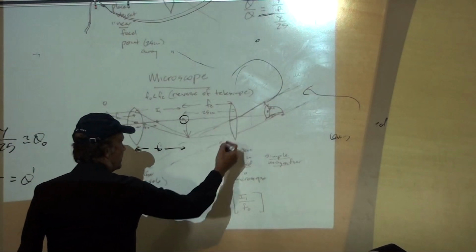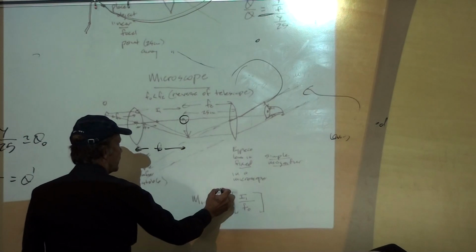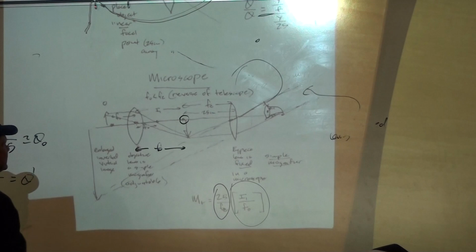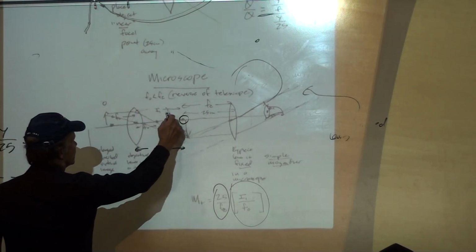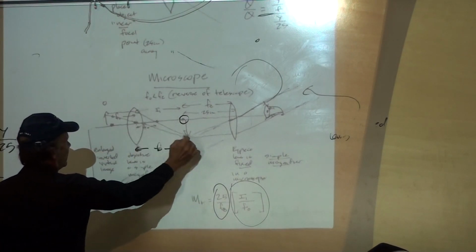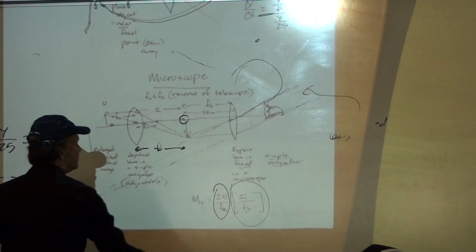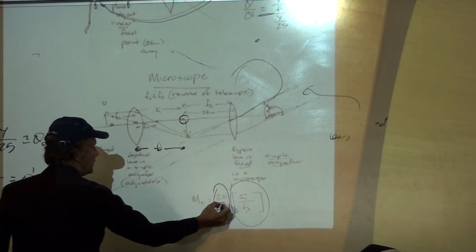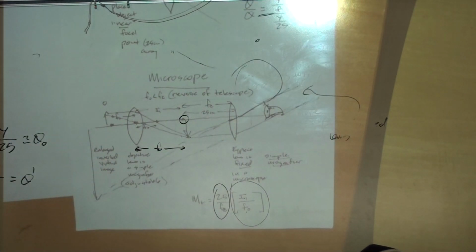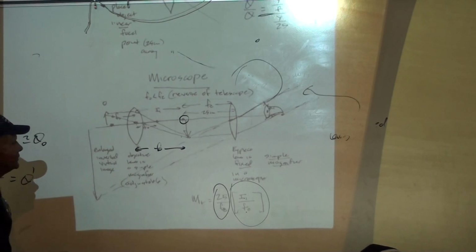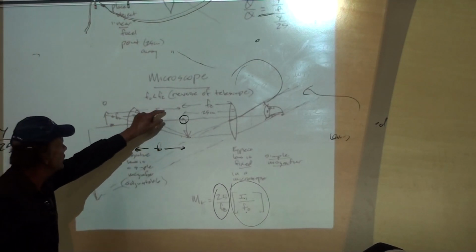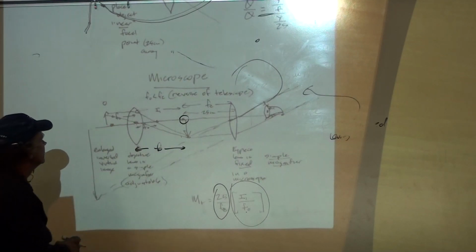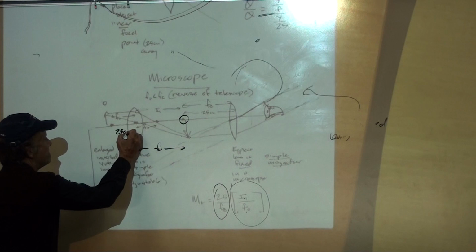Then from here on, it's just the magnification for a simple magnifier. So the total magnification is the product of the two individual magnifications. For the first one, this is just going to be I1 here divided by F0, which is the focal length of the objective lens, times 25 over FE. Okay, so that's the product of the two magnifications. For this one, it's just the image distance divided by the object distance. The object distance here is 25 centimeters.